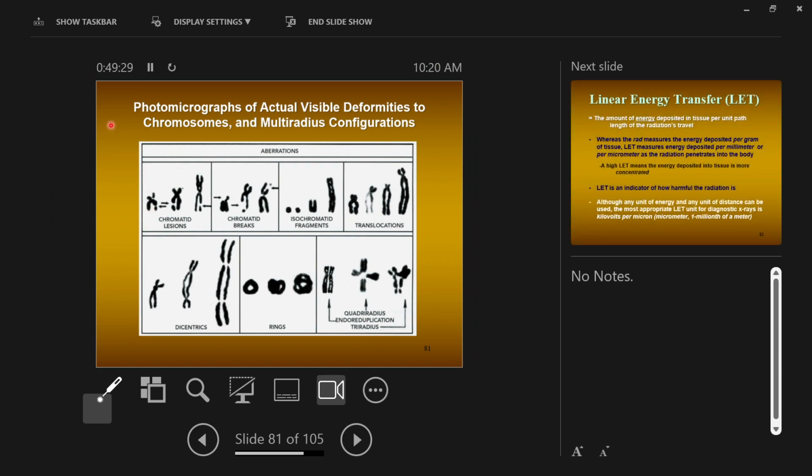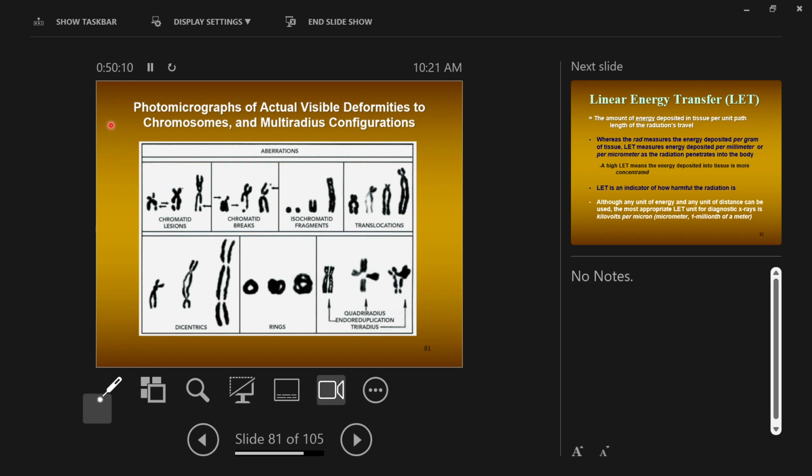Photomicrographs of chromosomes after radiation exposure have been done, and these are some of them. Photomicrographs of actual visible deformities to chromosomes. One example would be a chromatid lesion, where you have a piece of the chromosome which has broken off but stayed nearby. Lesions are breaks in the strand. Chromatid breaks are where you have physically separate pieces that are very disconnected from the chromosome. Fragments, isochromatid fragments, are little pieces of chromosome just floating around. That doesn't look anything like chromosomes normally do.